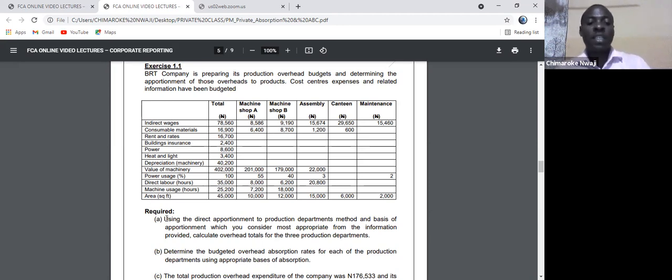It says here, using the direct apportionment to production department method and basis of apportionment which you consider most appropriate from the information provided, calculate the total overhead for the 3 production departments. Now you can see 5 departments here. You need to know which of these are the production departments. I've identified them for you: machine A, machine B, and assembly. But what will you do about the canteen and maintenance? Anything you have apportioned to them, you have to reapportion to the 3 production departments. That means you are answering the question well.